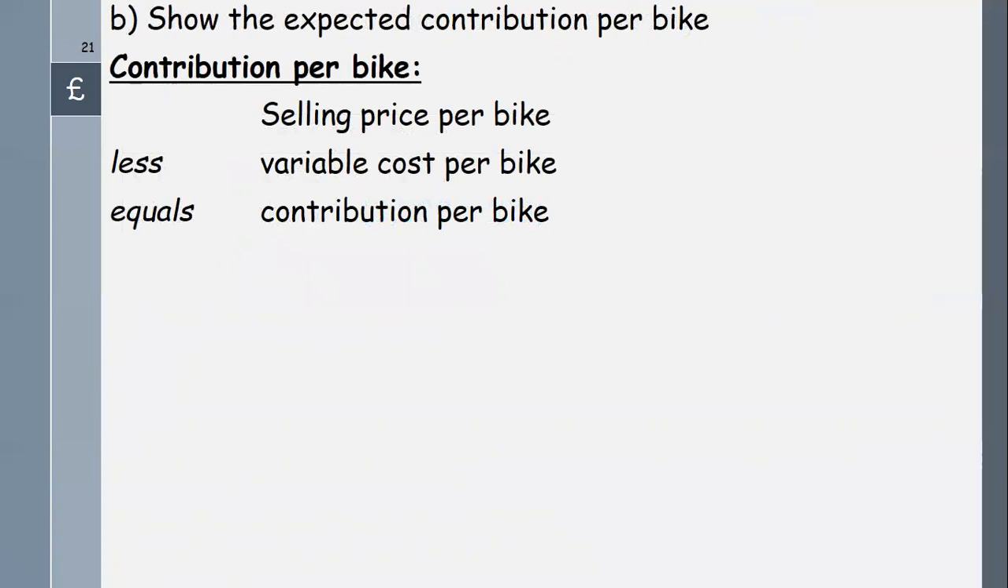Okay, the next thing it wants us to do is show the expected contribution per bike. So as a reminder, contribution is just the selling price, take away any variable costs. So the selling price per bike, if you look back, you'll see that it was £120. The variable cost, well, that's the marginal cost for one bike. We just worked it out as 75. So we take it away, we get the contribution per bike is £45. So part of that will be profit, part of that will be fixed costs.